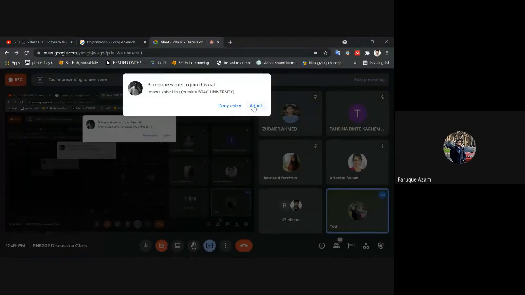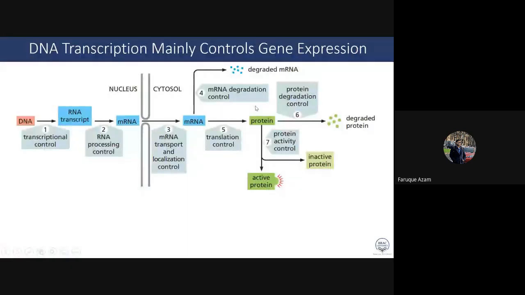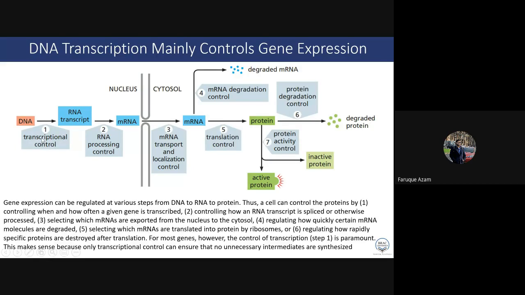But mainly, if you control at the very first step, then all the unnecessary steps, like the mRNA modification and translation, can be inhibited if we just control at the first step, right? So here it's all written in simple words.